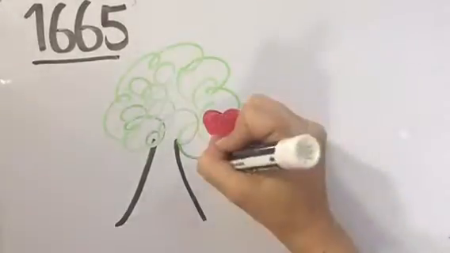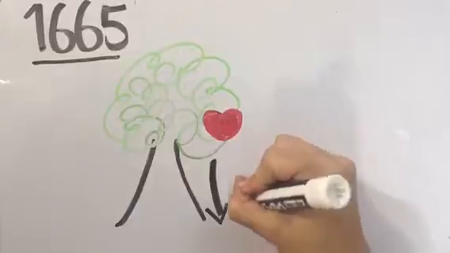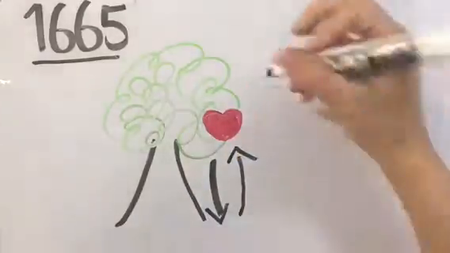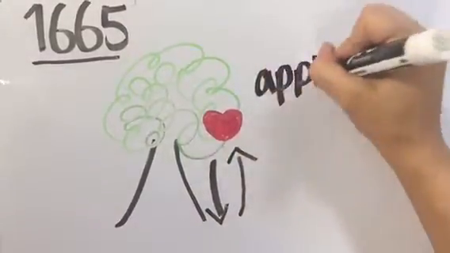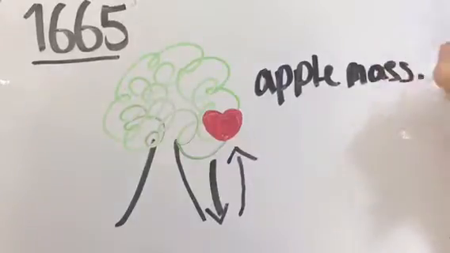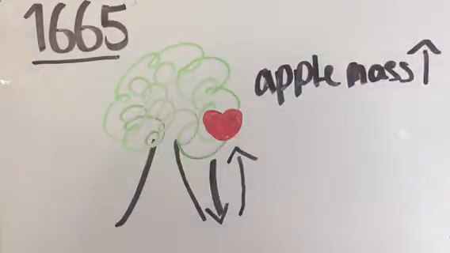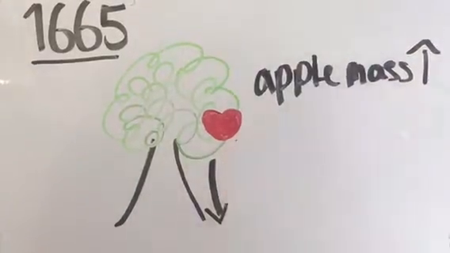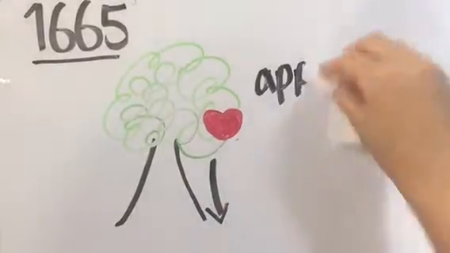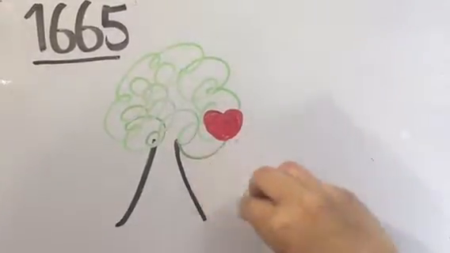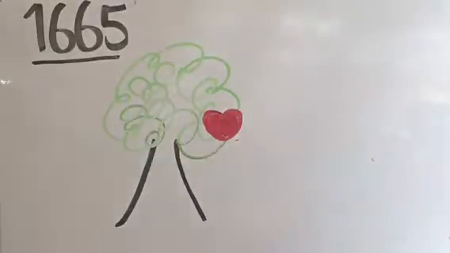Now the reason the apple didn't fall is because even though gravity is pulling it down, the apple is pulling itself up. This is due to the apple's mass. As the apple's mass increases, the stem of the apple can no longer hold the weight of the apple, so gravity, being the stronger force, pulls the apple down.